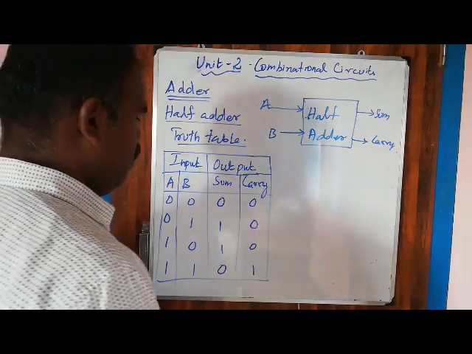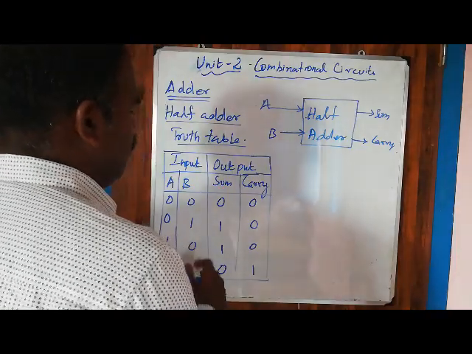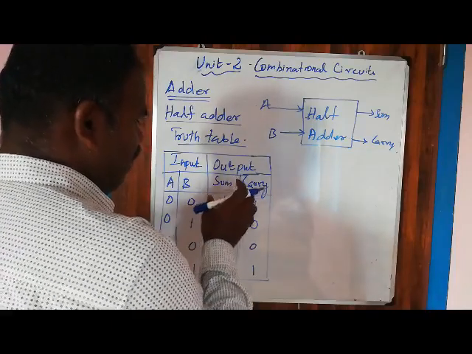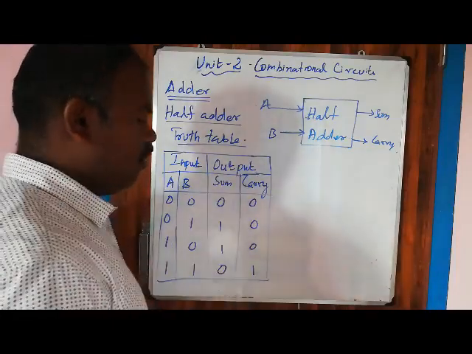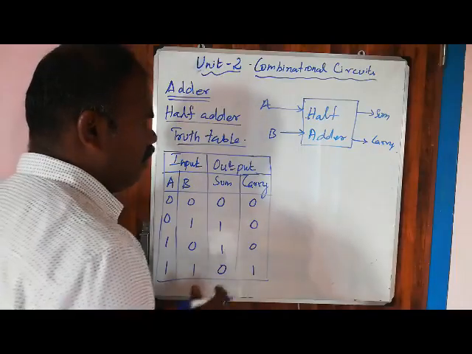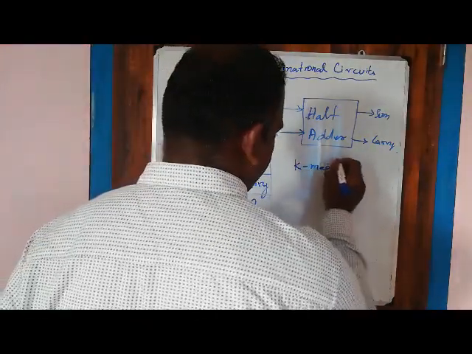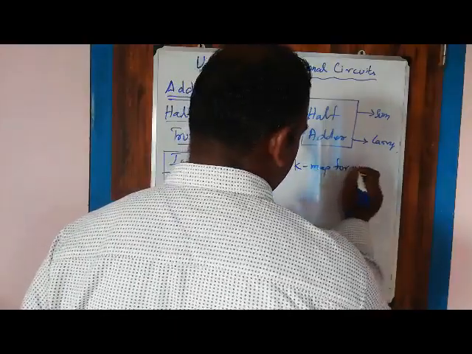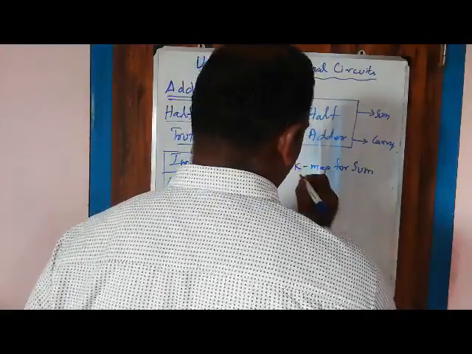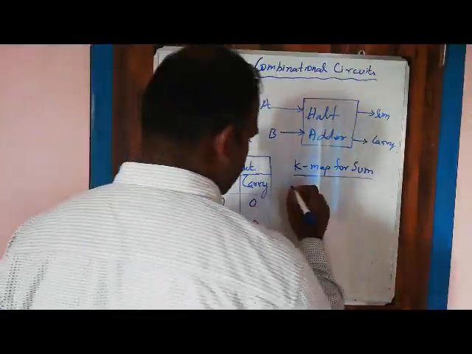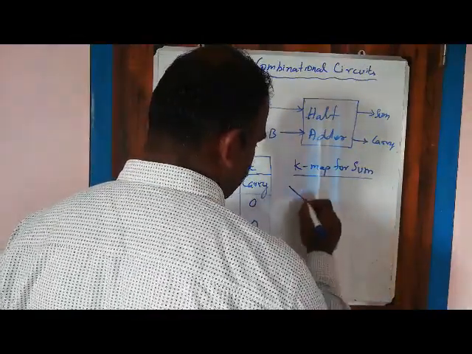Next, we have to draw the circuit diagram for the half adder with this truth table. Before going to draw the circuit, we have to simplify the table with K-map. So K-map simplification, K-map for sum. Here input variables are two, so we have to draw a two variable K-map.